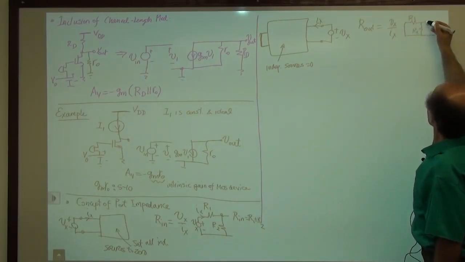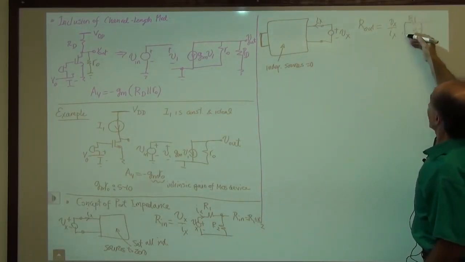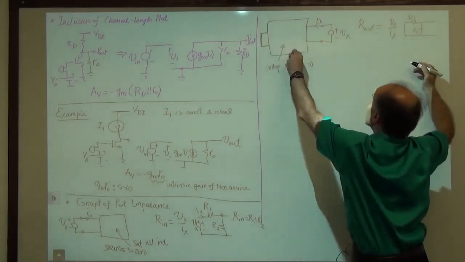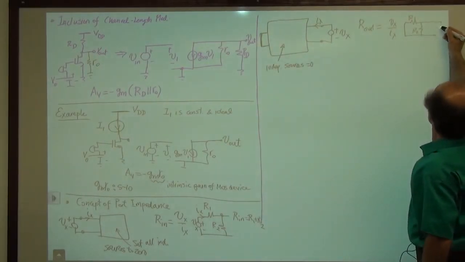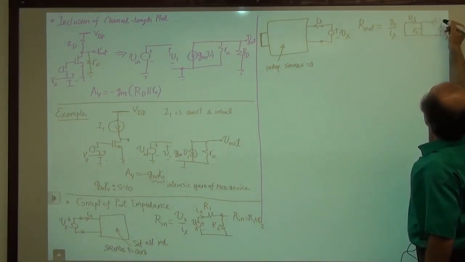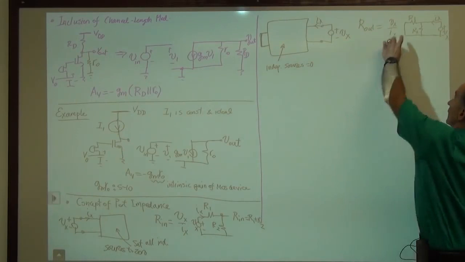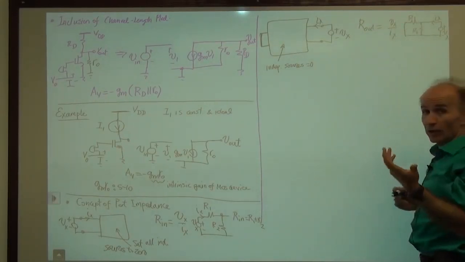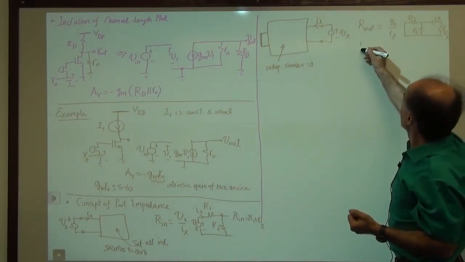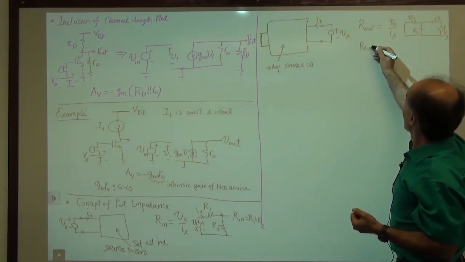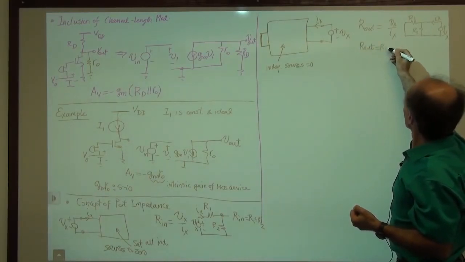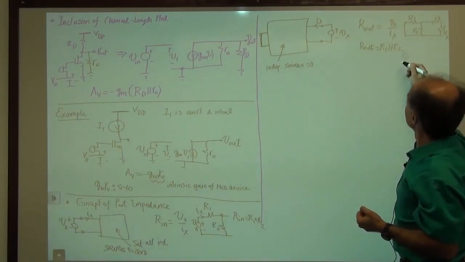And now I come along. This is inside the black box here, right, with all the stuff. So now I come along and I apply Vx from outside, and I measure Ix. And of course, in this very simple case, I don't have to do much calculation. I can see that R1 and R2 are in parallel. So here, in this example, Rout is equal to R1 in parallel with R2.